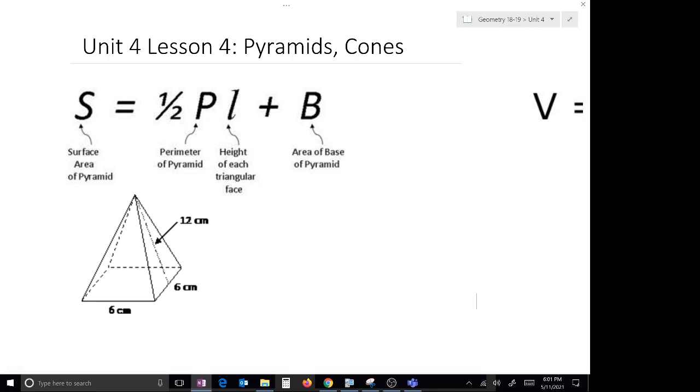And just like last time, we are going to focus on the surface area and volume, or calculating the surface area and volume of pyramids and cones. We'll start with pyramids, and we'll start with surface area.